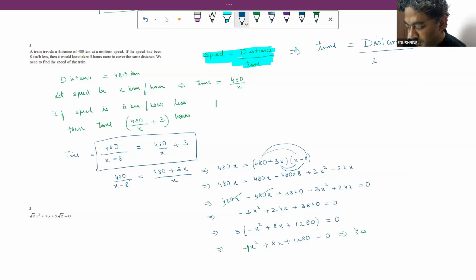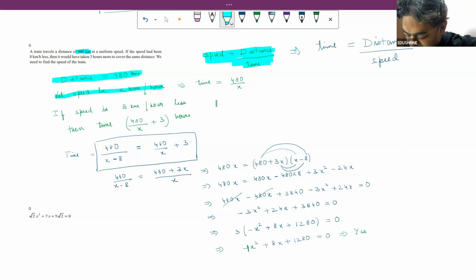Also you can find out distance would be speed into time. All these formulas you anyway know. So distance in the question is given to me as 480 kilometer. I have written the same thing, that this distance is 480 kilometer. Now I do not know the speed. Since I do not know the speed, I am saying let speed be x kilometer per hour. If speed is x kilometer per hour and distance is 480, what would be the time that I have written? Time is equal to 480 by x.